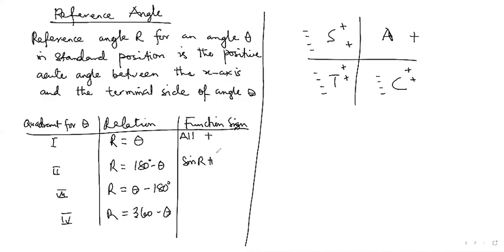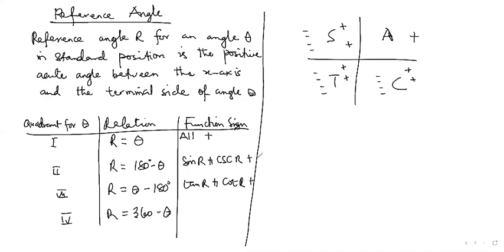Its inverse, the inverse of sine, is cosec. They are all positive. The remaining are negative. Then in quadrant 3, tan and its inverse is cot. They are positive. The remaining are negative.